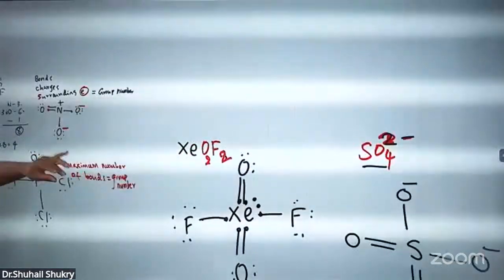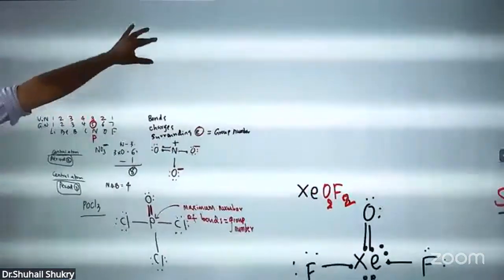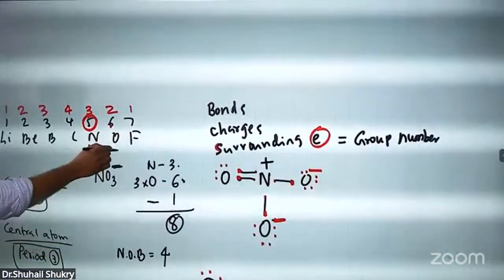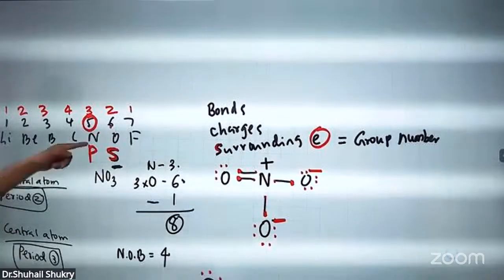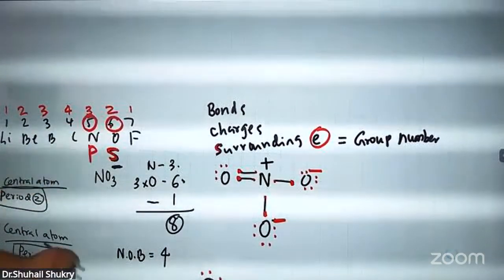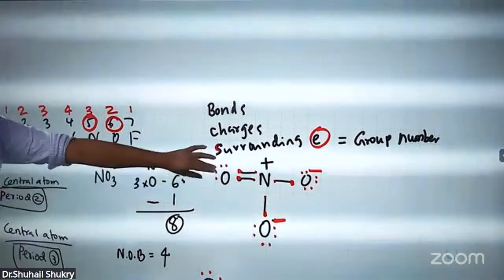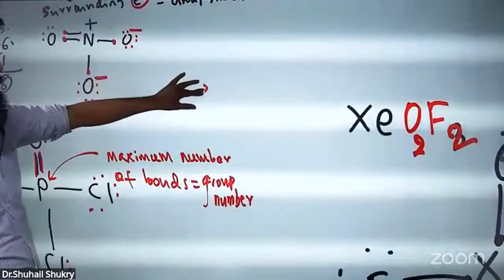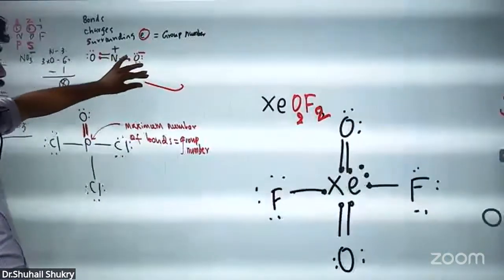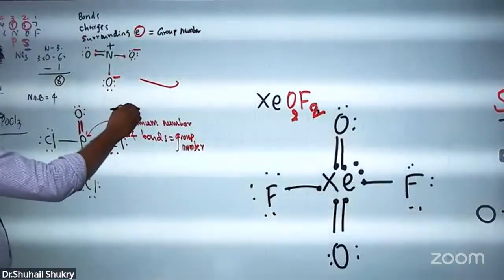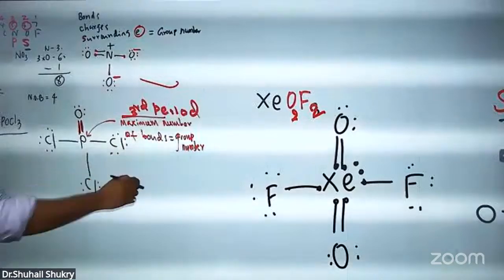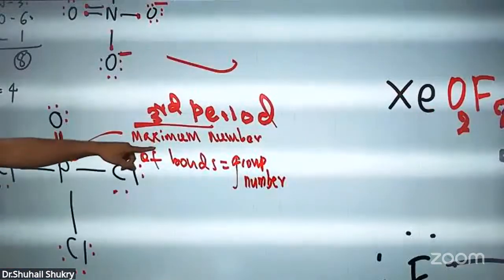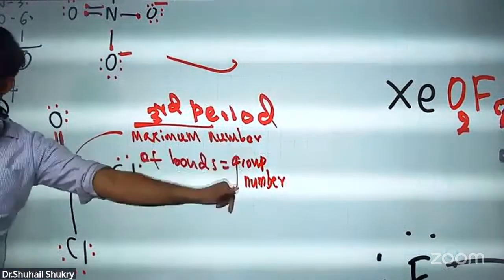Now around sulfur, sulfur belongs to which group? 16th group. Sulfur comes below oxygen, that you can see from the periodic table. No need to memorize these things. Here sulfur, maximum number of bonds, how many bonds can it make? 6 bonds. Sulfur can make up to 6 bonds. Only for the third period and above, the maximum number of bonds in the central atom is equal to their group number.